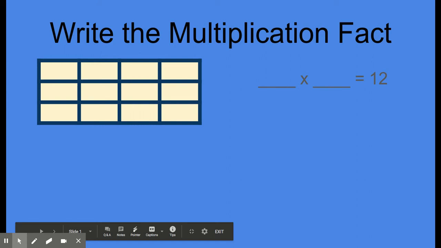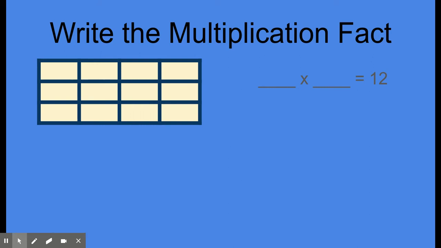Hey boys and girls, for this activity you will need your whiteboards and a marker, so I'm going to give you a few seconds to get those. Okay, just pause this if you don't have your materials ready yet. If not, I'm going to go on.